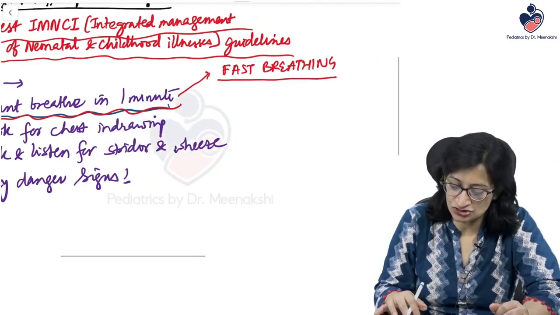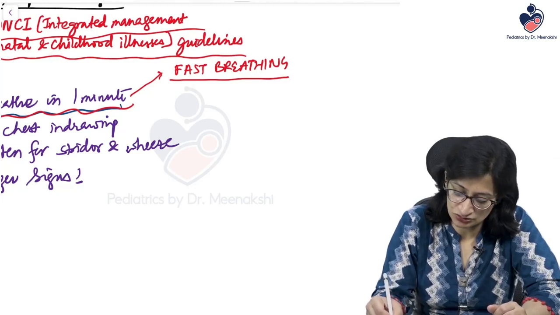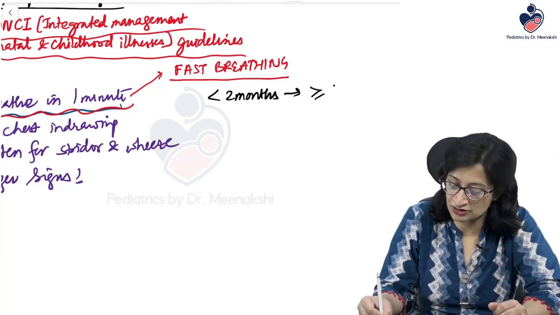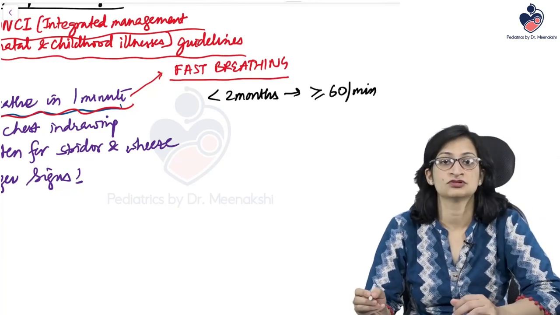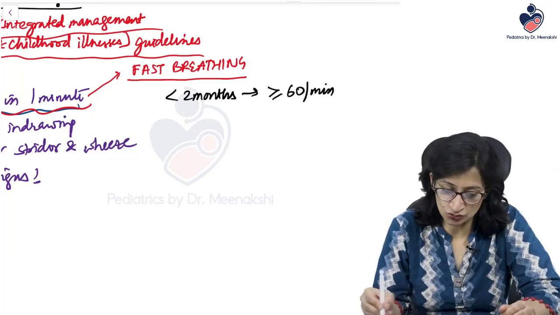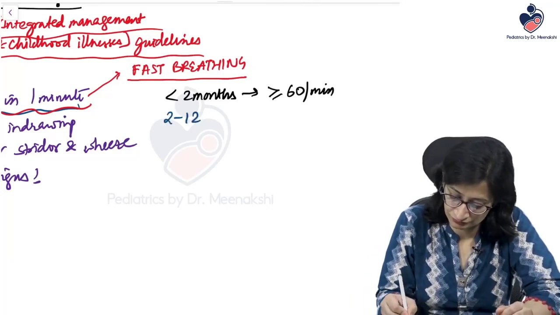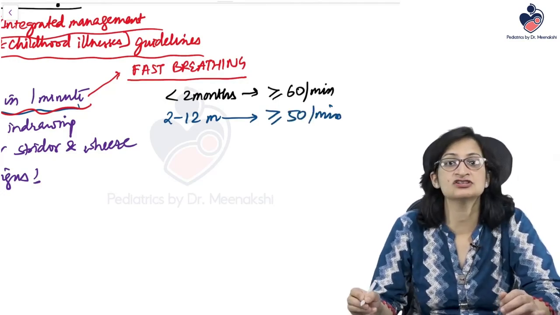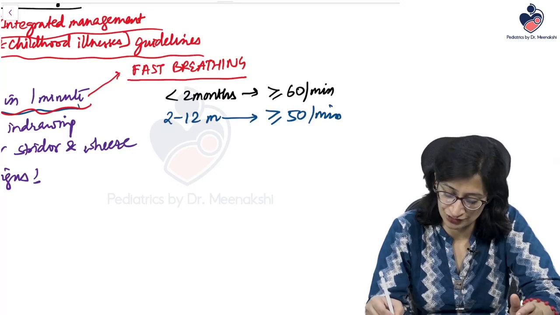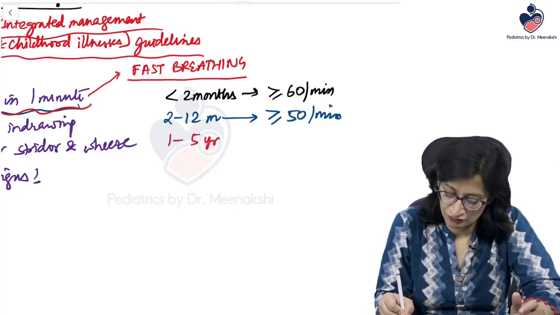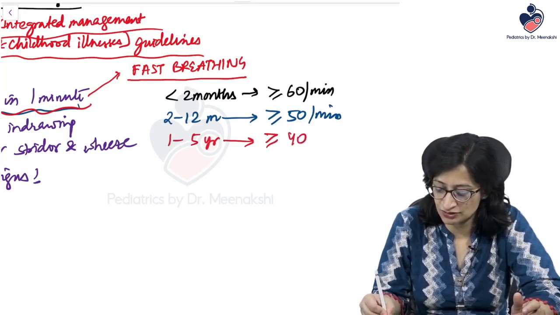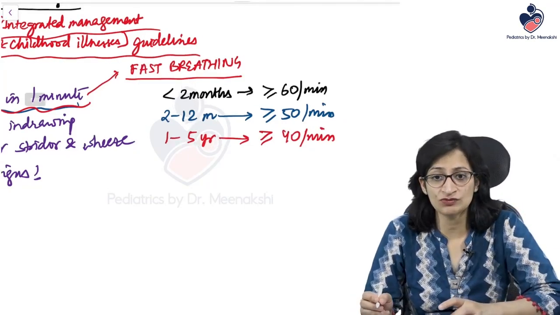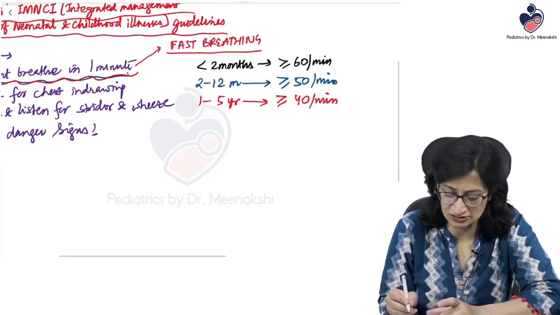In a child who is less than 2 months old, fast breathing is defined as a respiratory rate of greater than or equal to 60 per minute. In a child 2 to 12 months old, fast breathing is defined as a respiratory rate greater than or equal to 50 per minute, and in a child 1 to 5 years of age, fast breathing is defined as a respiratory rate greater than or equal to 40 per minute. We also have to see, very important, whether any general danger signs are there or not.